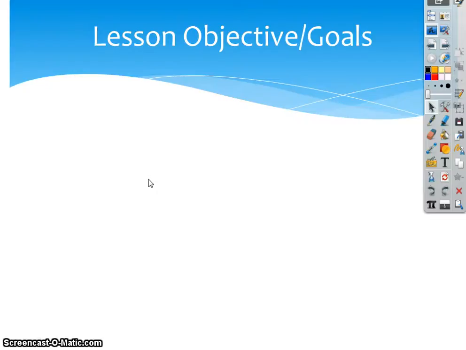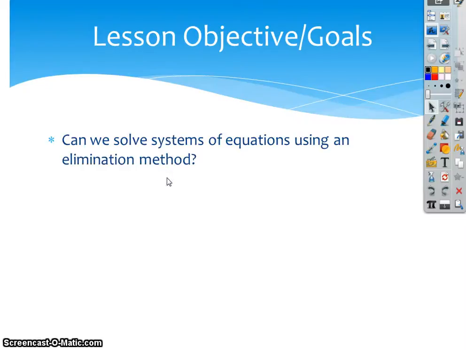First, let's talk about our goals for today. We want to answer this question with a resounding yes: can we solve systems of equations using an elimination method? Hopefully, and I think that we will. That'll be one big old yes, no problem.